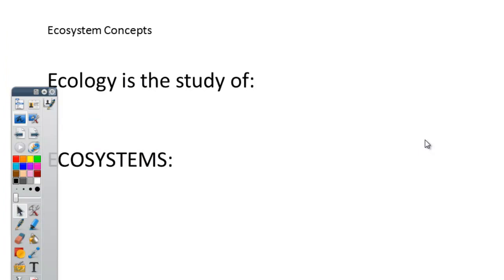We're going to start with the concept of ecology and what exactly ecology is. Ecology is the study of the interactions and connections within the natural world. So when we're talking about ecology, we're talking about studying interactions between the many different types of living organisms within an ecosystem and how they interact between themselves and also with the non-living part of an ecosystem.